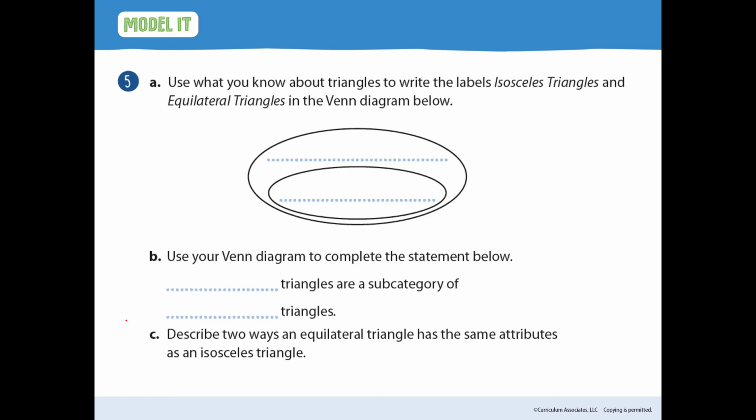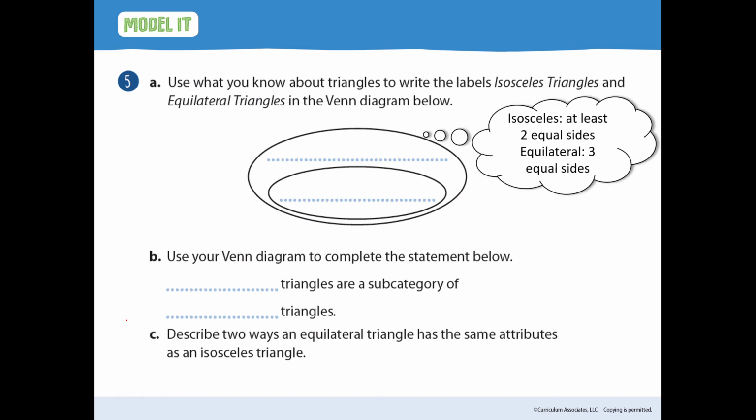Number 5, use what you know about triangles to write the labels isosceles triangles and equilateral triangles in the Venn diagram below. We want to remember isosceles triangles have at least two equal sides. Equilateral triangles have three equal sides. So are all isosceles triangles equilateral, or are all equilateral triangles isosceles? Write down what you think, and then we'll check it.